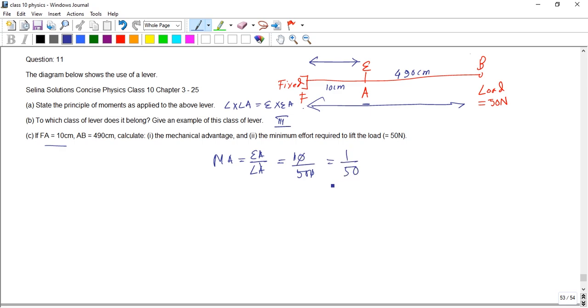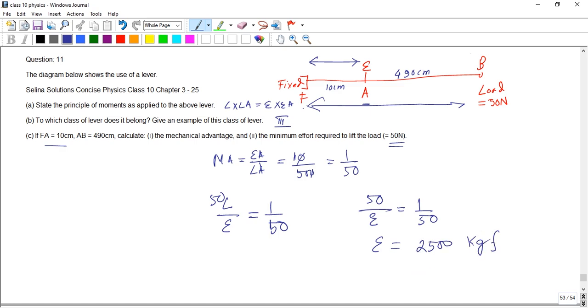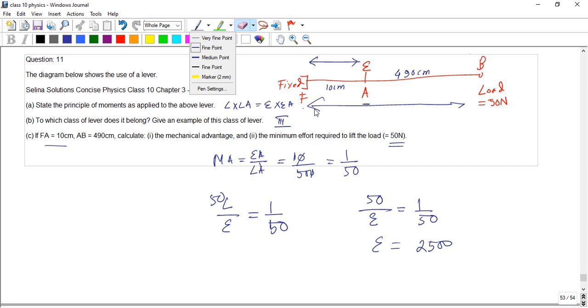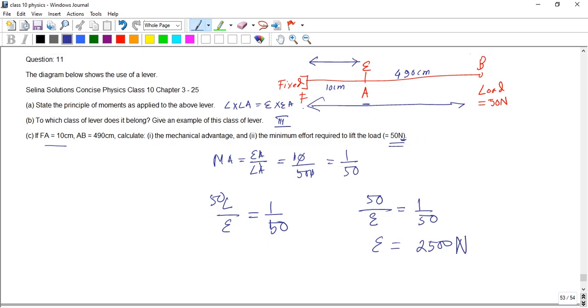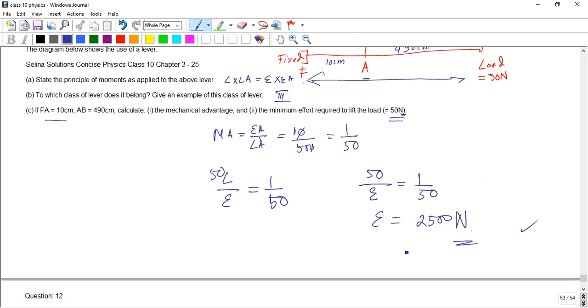That's the mechanical advantage. What is the minimum effort required to lift a load of 50 Newton? Mechanical advantage equals load over effort, so 1 by 50 equals 50 by E. So effort equals 50 times 50, that means 2500. Sorry, not kgf, here it is Newton, because the given unit is Newton. Very easy question.